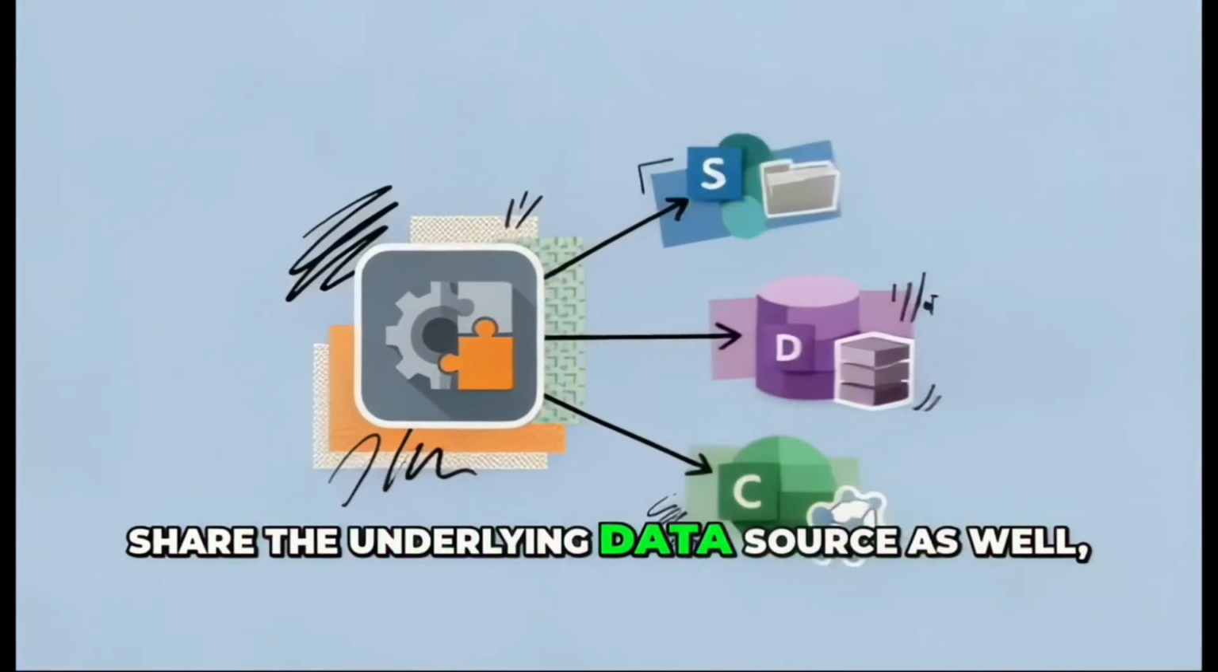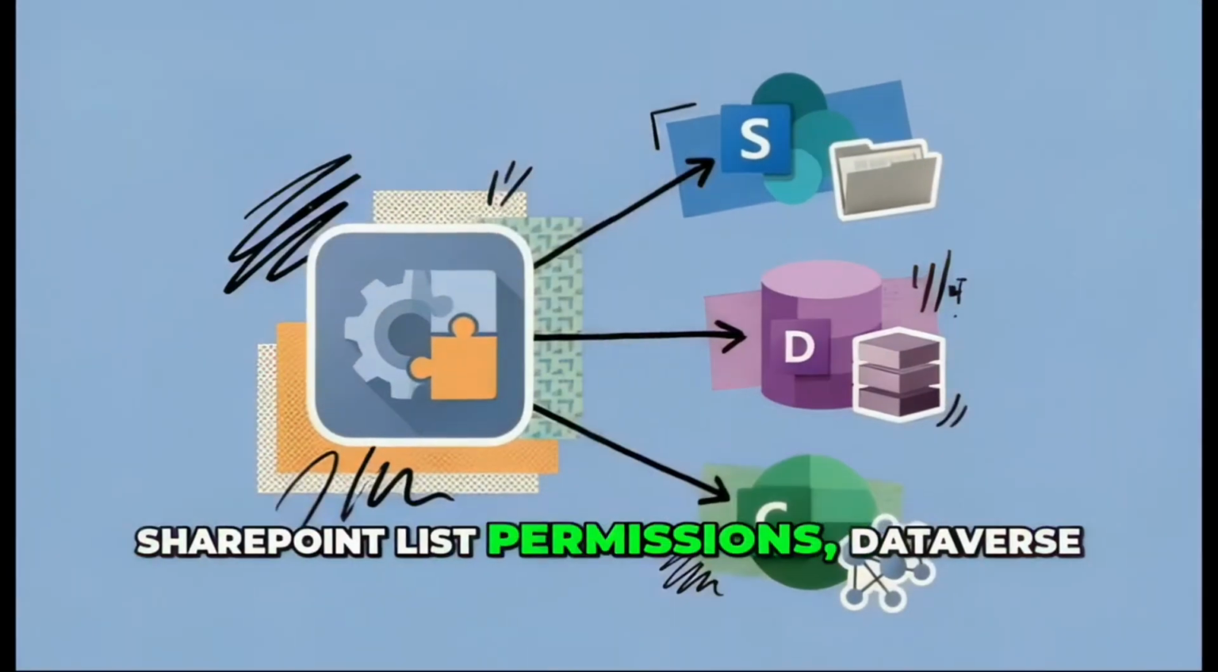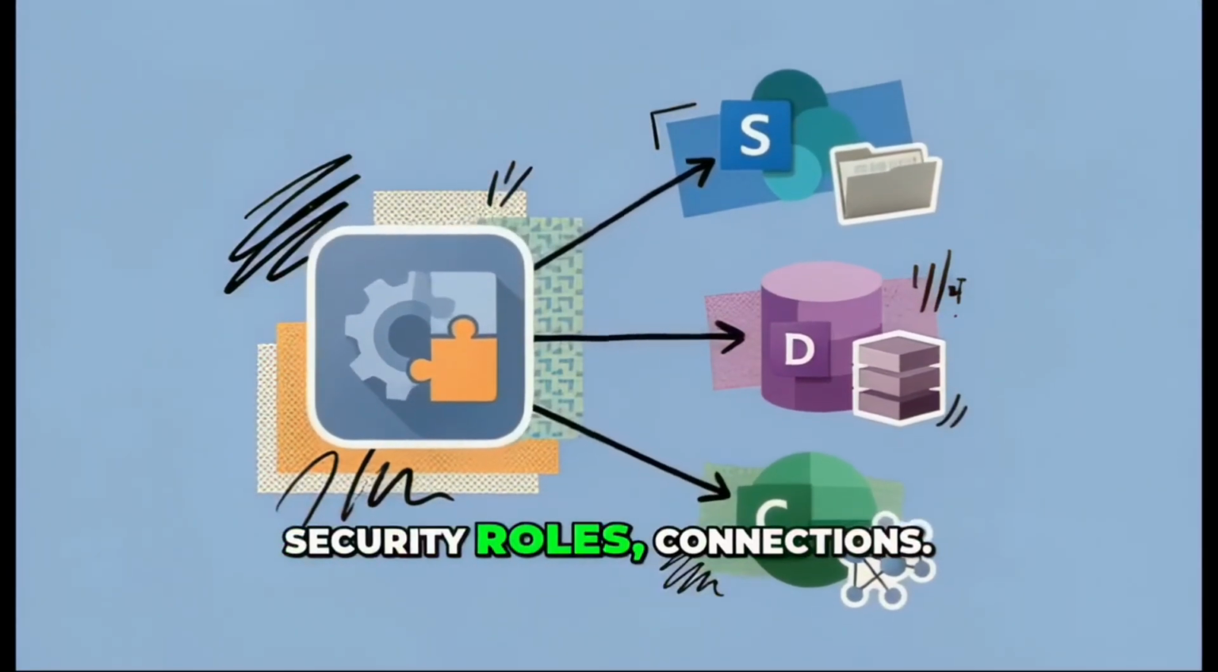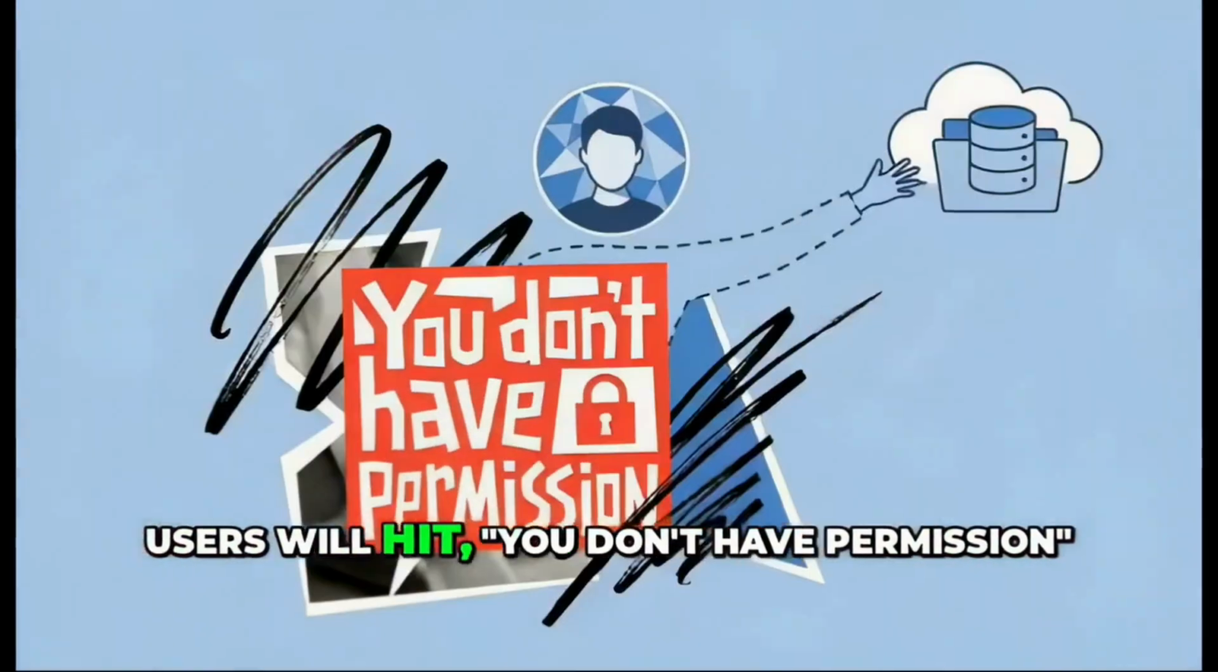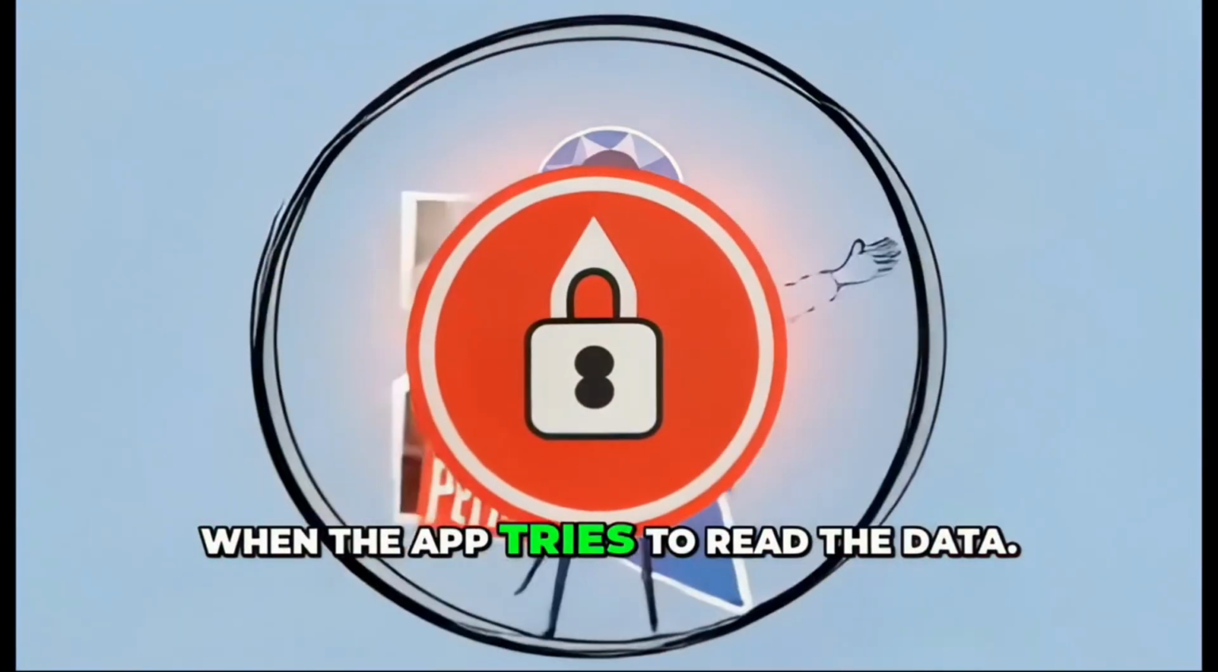Share the underlying data source as well: SharePoint list permissions, Dataverse security roles, connections. Sharing only the app is not enough. Users will hit "You don't have permission" when the app tries to read the data.